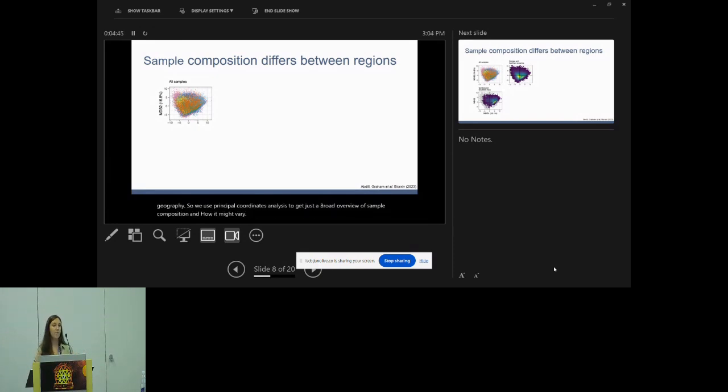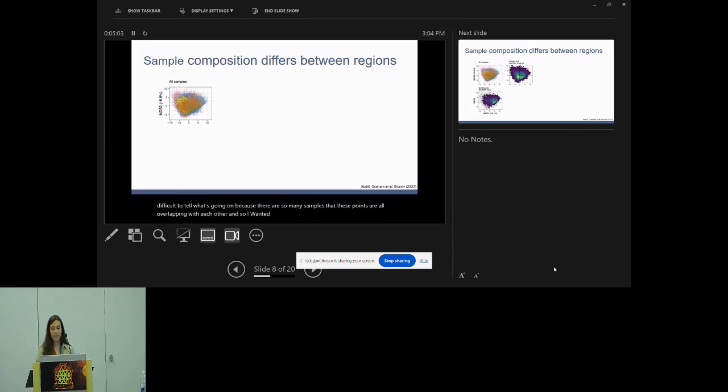This plot shows every single sample within the compendium. Each point is a single sample, and it's colored by the world region that that sample came from. Now, you might be able to see some patterns or a little bit of clustering here, but it's pretty difficult to tell what's going on because there are so many samples that these points are all overlapping with each other.